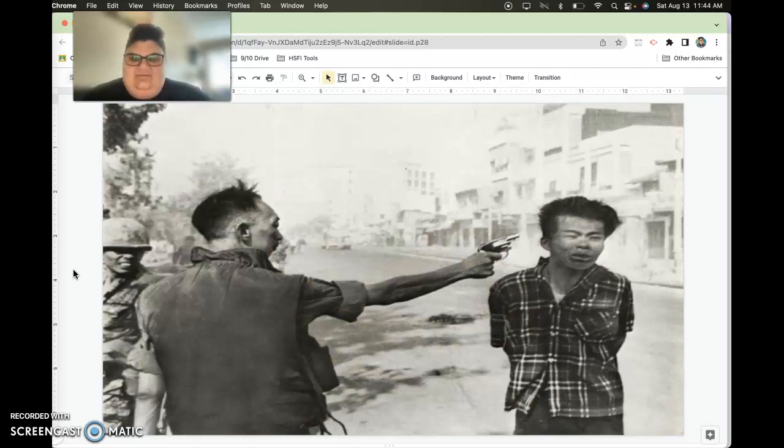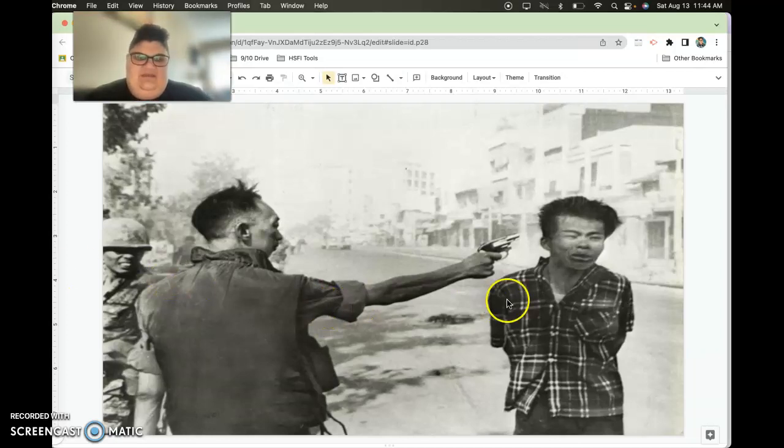What about this picture? Who do you think is the good guy and who do you think is the bad guy? Take a second, write down your answer in the Padlet. It's okay if you don't get this right off the bat. It is a tricky picture to look at.